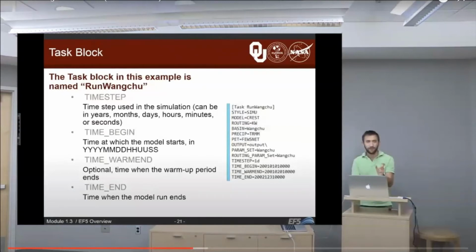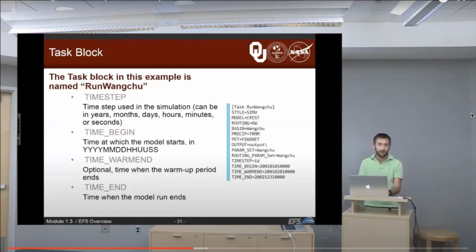Tenemos time step, que es el paso de tiempo utilizado en la simulación. Pueden ser años, meses, días, horas, minutos o segundos. Acá lo estamos haciendo diario, por eso tenemos DD. Y pues tenemos time begin, que es la hora de inicio del modelo, que está en años, meses, días, horas y minutos, que es UU, y SS en caso de ser segundos.